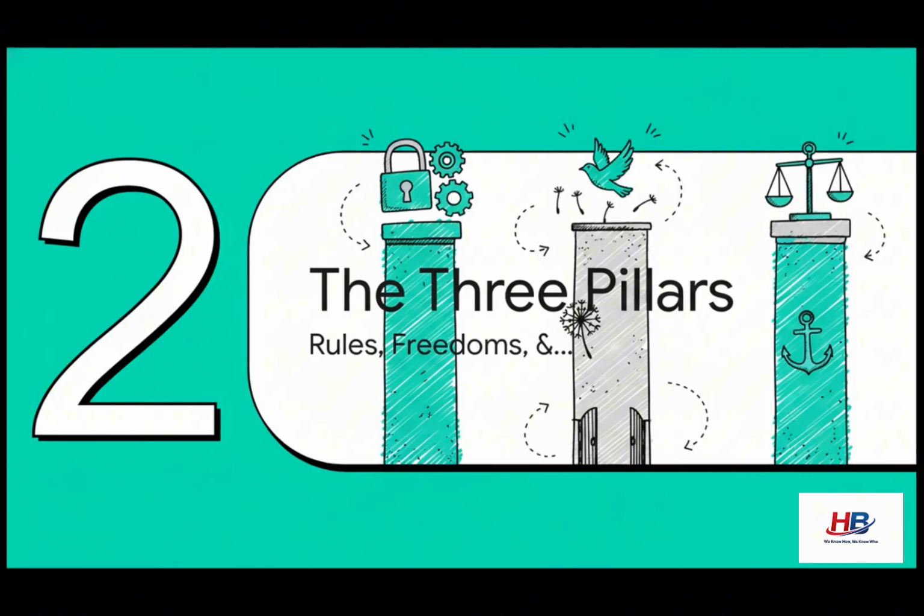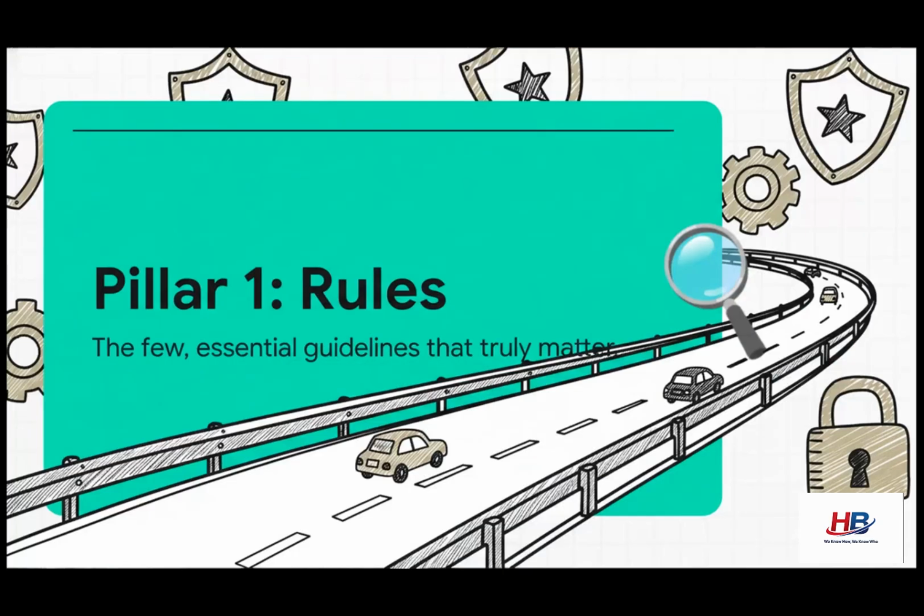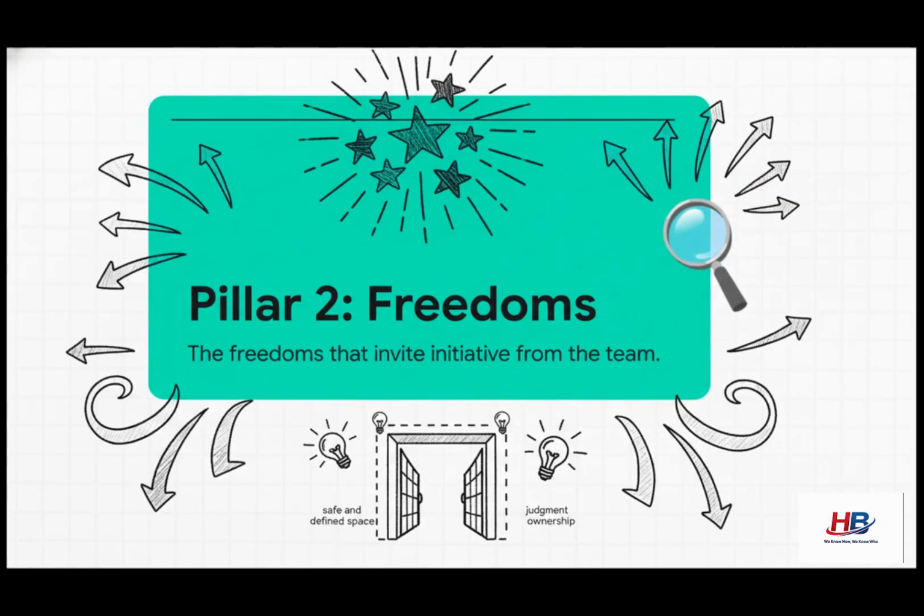Okay, so let's get into the nuts and bolts. How does this thing actually work? Well, the compact operating system is built on three really important pillars: rules, freedoms, and stabilizers. First up, we've got rules. And look, when I say rules, I don't mean micromanagement, not at all. These are the big, non-negotiable guidelines, the stuff that truly matters for your team's success and safety. The best way to think about it is like guardrails on a highway. They aren't telling you how to drive, they're just keeping you from going off a cliff. And what's amazing is that this frees up so much mental energy because people aren't constantly second-guessing what the most important things are.